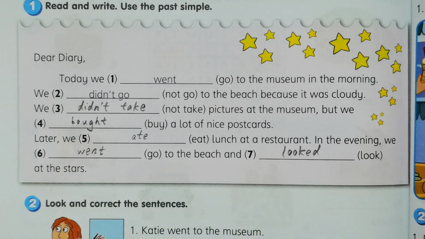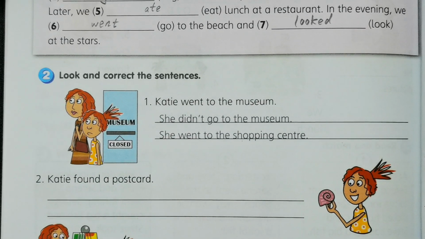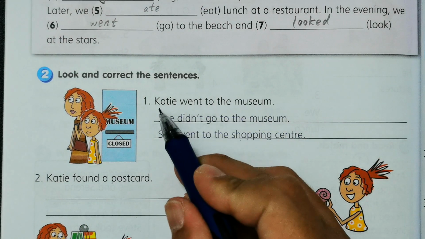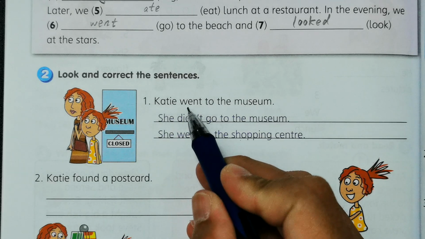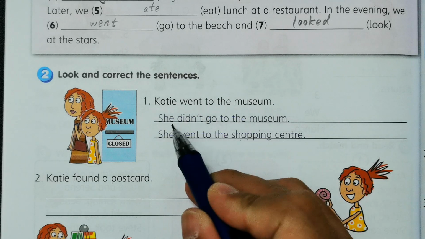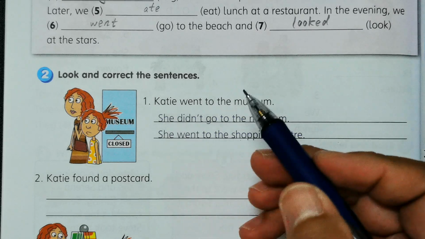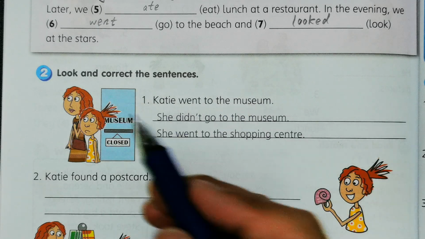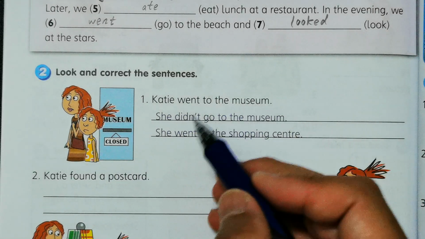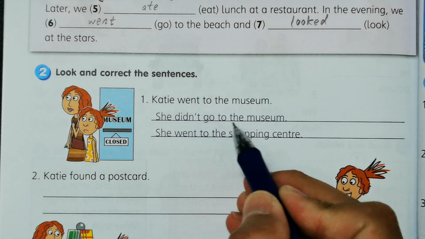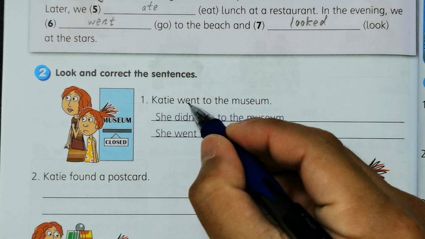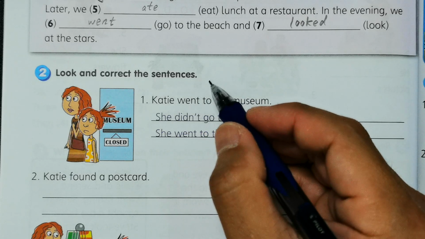So next we move on to Activity 2. Look and correct the sentences. Meaning this sentence is wrong, you need to correct it. So Katie went to the museum. Katie is a female, and then she didn't go to the museum. So remember the base word is go, so not go.